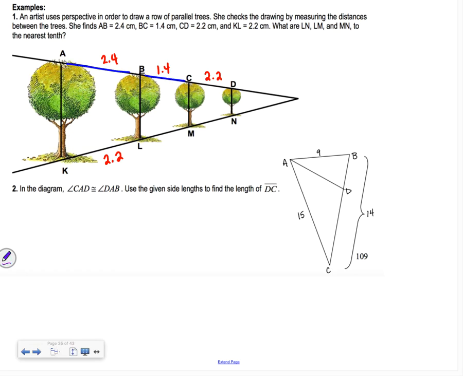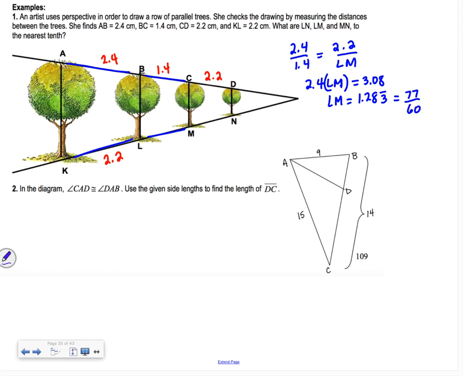If I'm trying to use these two measurements, then I need these two to match up with it. So I'm going to say 2.4 over 1.4 is equal to 2.2 over the length of LM. We can cross multiply, so I do 1.4 multiplied by 2.2. I get 3.08, and then I divide by that 2.4. So LM is equal to 1.283 repeating. It might be best to write it as a fraction, which is 77 over 60, a lovely number.